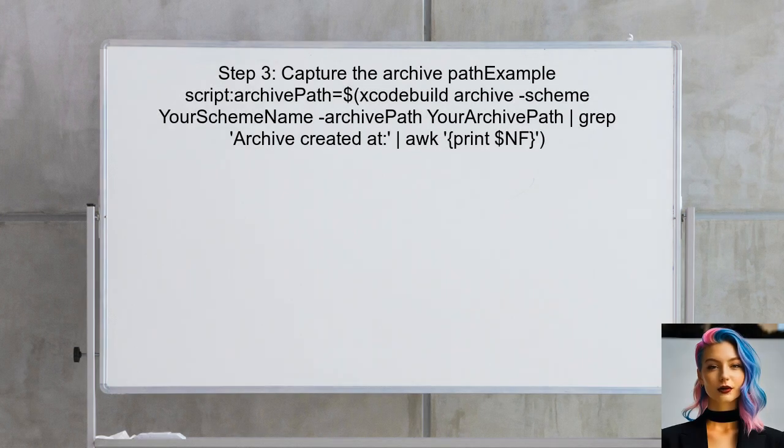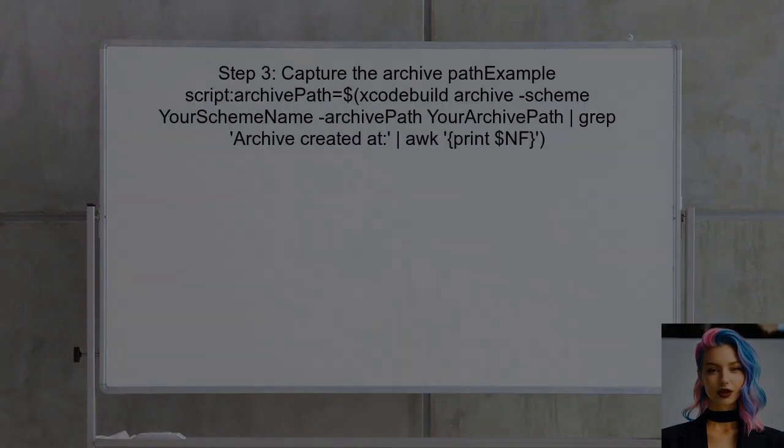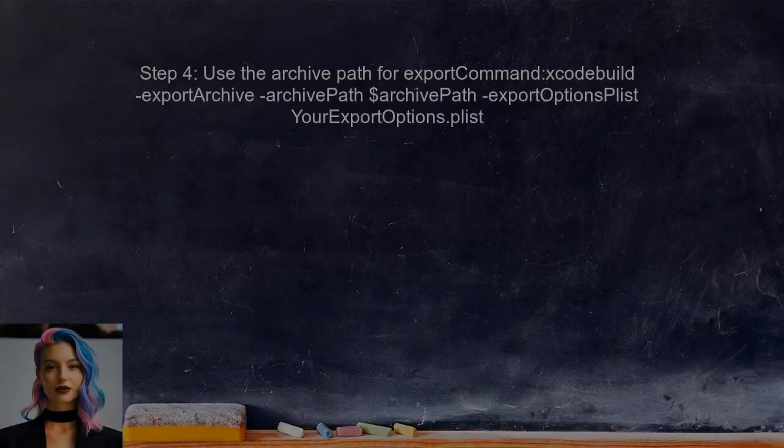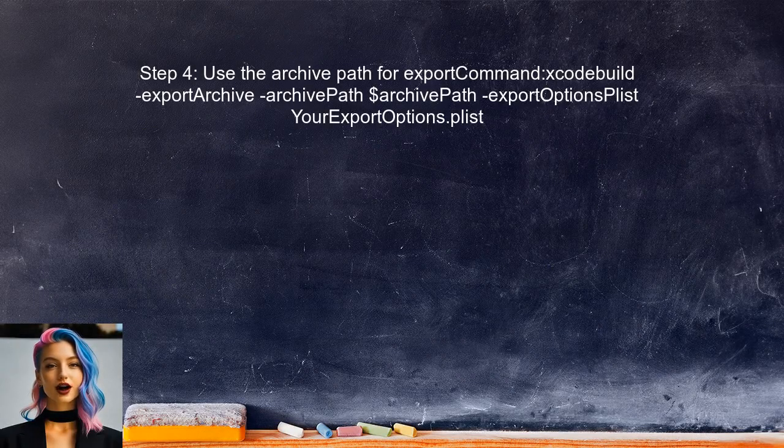Next, if the user wants to automate the process, they can use a command to capture the archive path directly from the terminal output. This can be done using a script. Finally, once the user has the archive path, they can proceed to use it with the export command. This allows them to create an ad hoc distribution from the newly created archive.